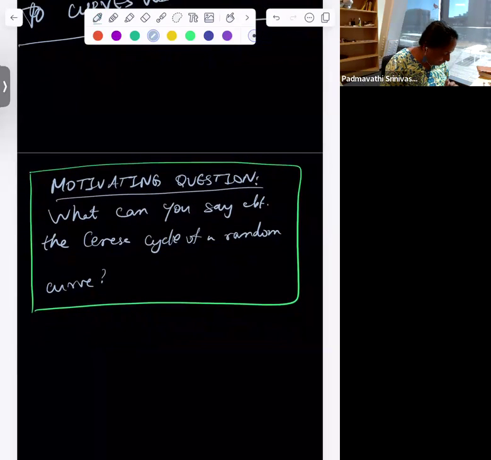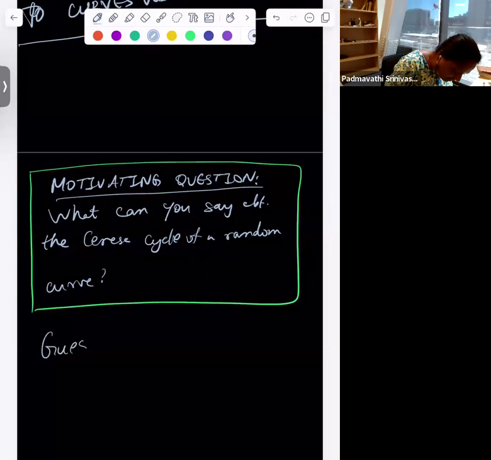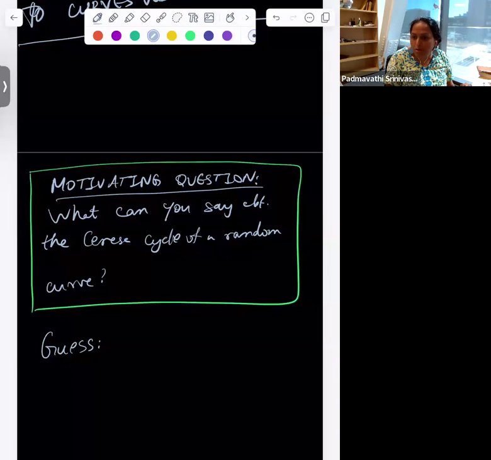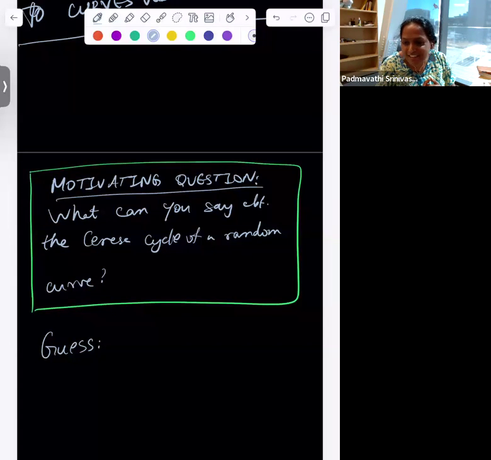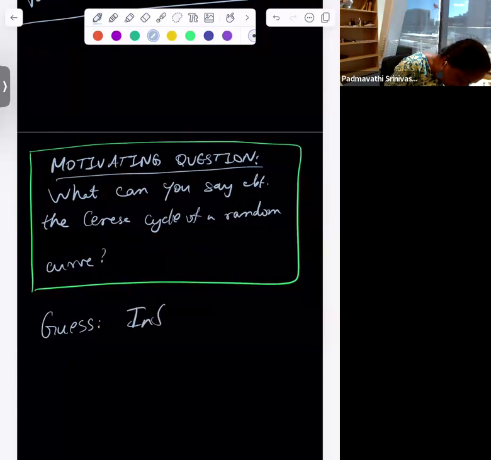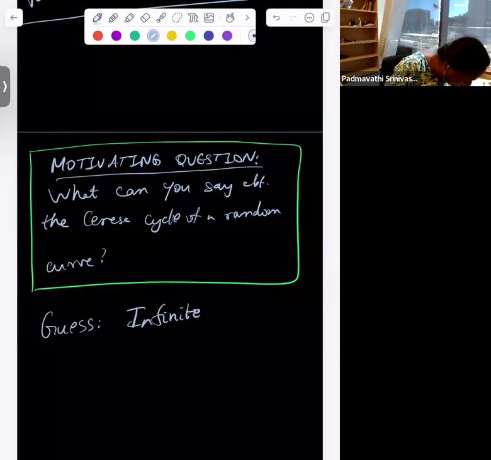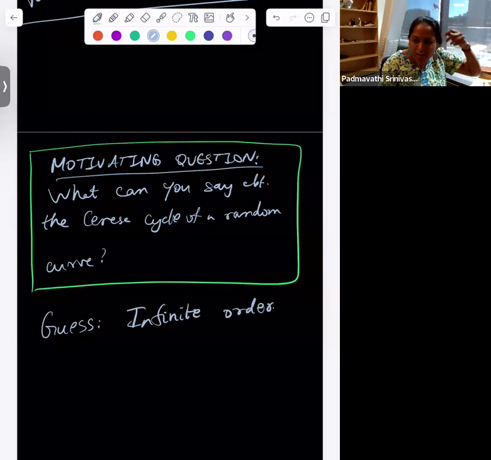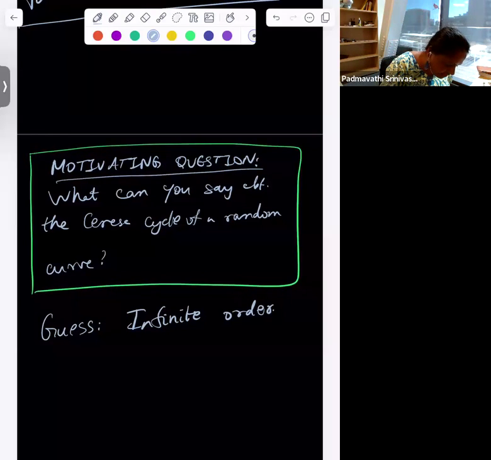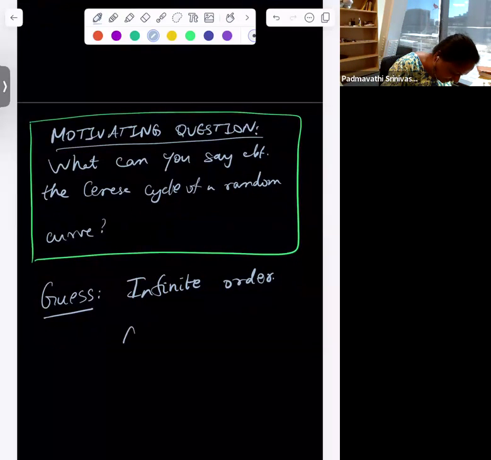What would you guess, if you think it's finite order or infinite order in the Chow group, given Ceresa's result, given what we know happens to the generic curve? Would you guess infinite order, finite order? I would guess infinite order. Yeah, infinite order, right? So the generic curve has infinite order Ceresa cycle. So you might guess that a random curve that you pull out of a hat has infinite order Ceresa cycle. But how do you actually verify something like this? How do you certify?